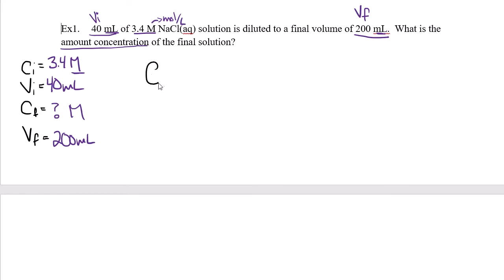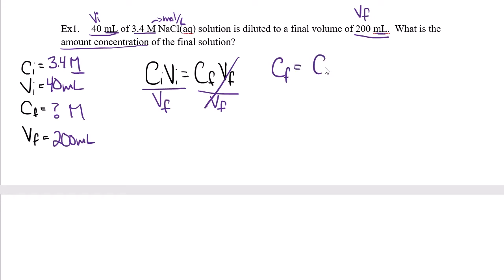Let's look at my formula. CI times VI is equal to CF times VF. I'm looking for CF, so I have to get it by itself. The thing keeping CF from being by itself is VF. I can divide by VF, that will cause it to cancel over here. If I divide by VF on one side though, I must divide by VF on the other side as well. So now this is my new formula. CF is equal to CI times VI divided by VF.